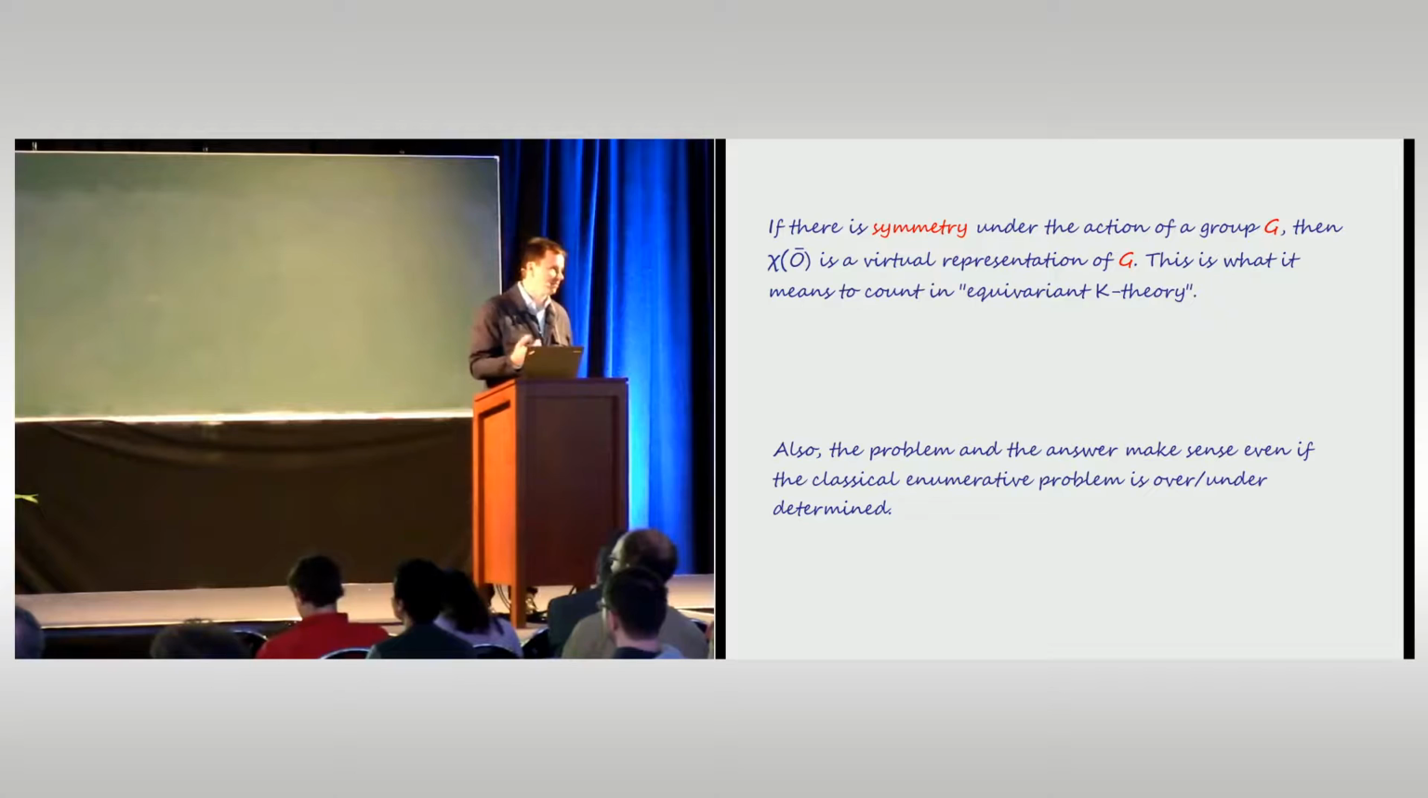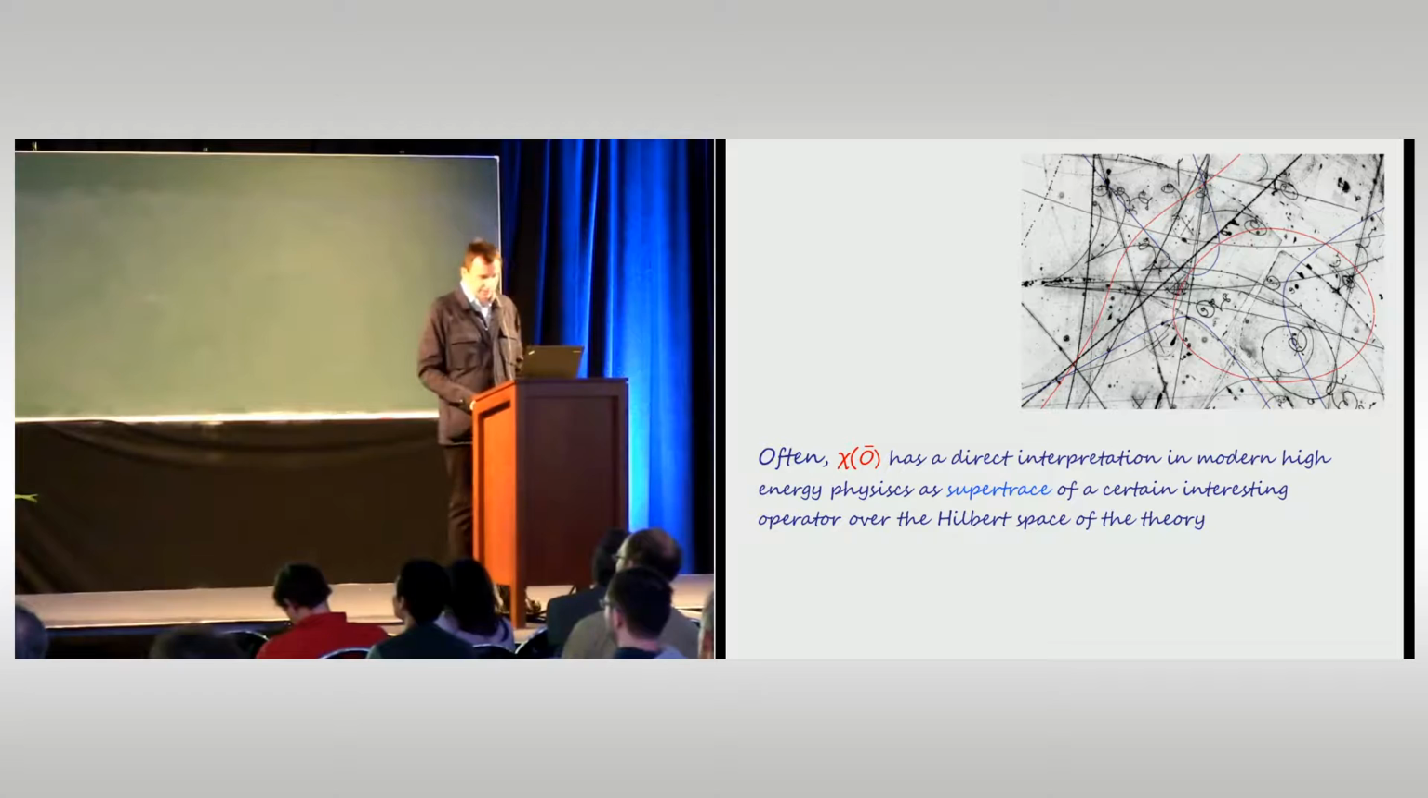And also, if you ask a problem like this, you don't have to impose just the right number of conditions. When we were talking about rational curves through 8 points, 8 is exactly the right number. If you ask for 7, there will be infinitely many, and if you ask for 9, there will be none. But if you just think of the solution set and some sheaf defined by whatever enumerative conditions you impose, then you can take the Euler characteristic no matter what. So it's well defined and interesting.